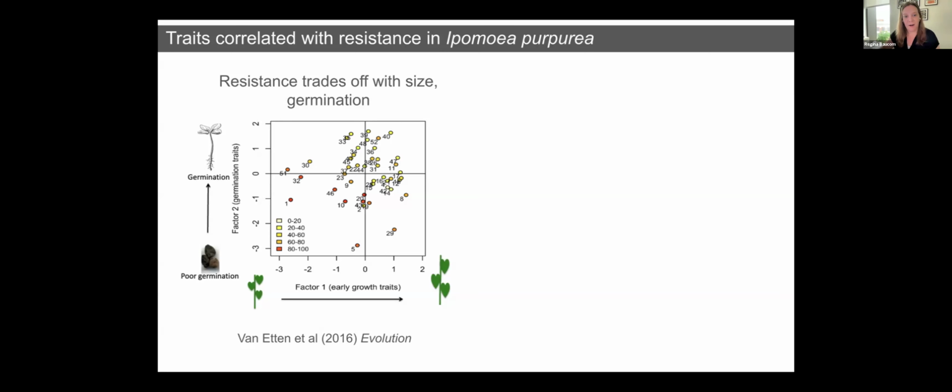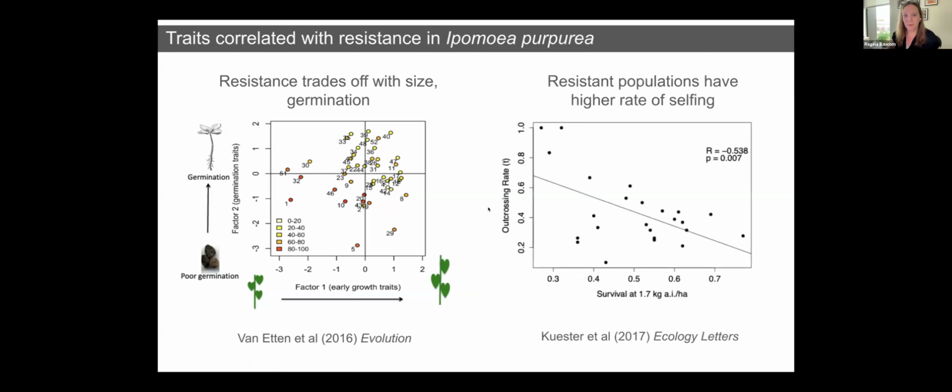So some populations that are highly resistant, say this population number 5 here, show effectively normal size compared to susceptible populations, but they also showed really poor germination. So normal size, but poor germination. On the other hand, other resistant populations showed normal germination compared to susceptible populations, but were really small in size. So effectively this shows us that as resistance evolves, there are particular traits that are correlated to resistance differently in different populations.